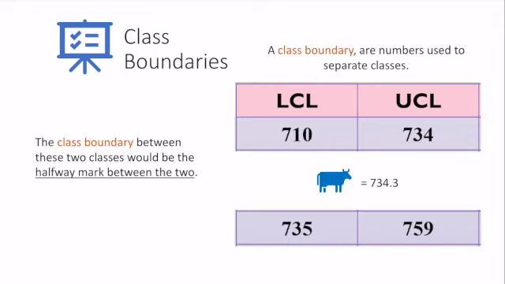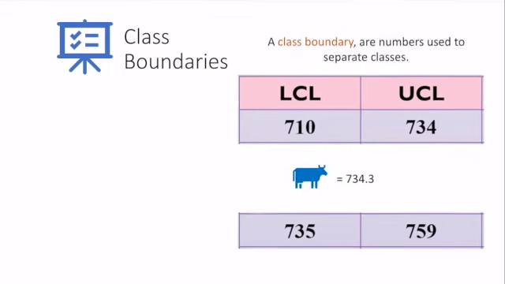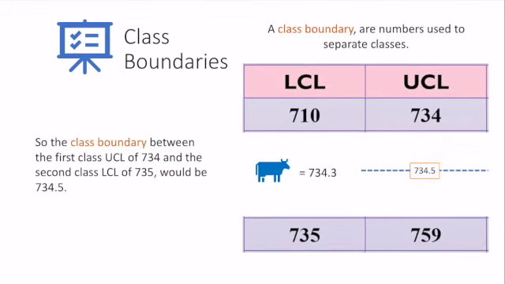The class boundary would be the halfway mark between the two. And I find that by taking 734 plus 735 and dividing by 2. That's going to give me 734.5. Now, maybe you didn't need to know how to calculate that, but just in case you did, here you go. So that's going to be our boundary. Because we have a boundary here, that means that this bison is going to go into this class range.